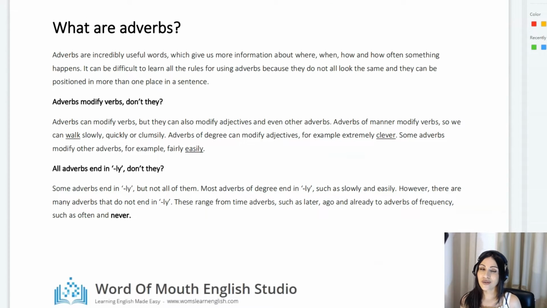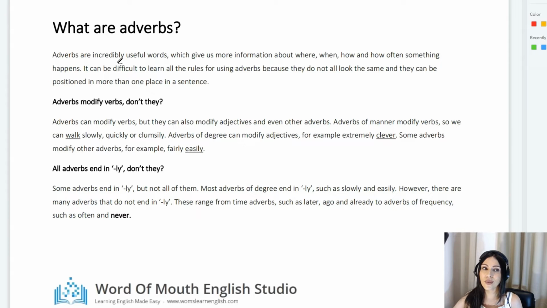So what are adverbs? We know they're incredibly useful words that give us details about our whereabouts, about how something happened, about the position of something, or about the location of where it happened. So it gives us a variety of details. It can be difficult to learn all the rules because they don't all have the same appearance and they can be placed in different places within a sentence.